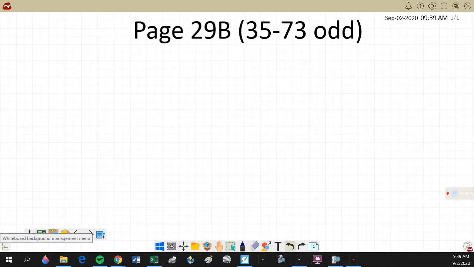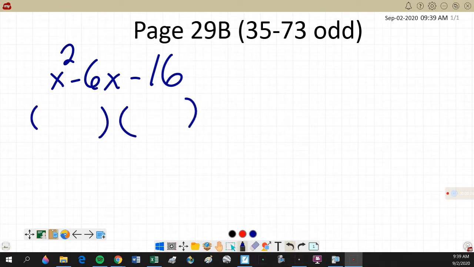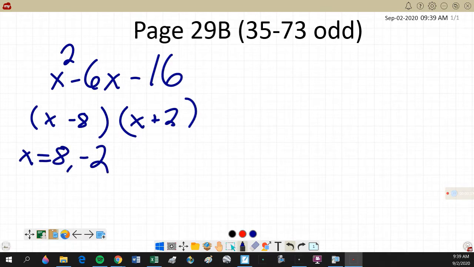Today's assignment deals with completing the square and the quadratic formula. So if I had x squared minus 6x minus 16, I can factor that into what? X minus 8 and x plus 2. Okay? And then the roots of that would be 8 and negative 2.